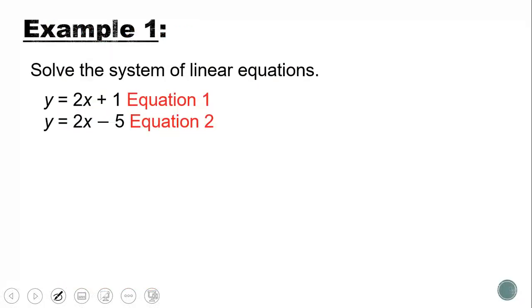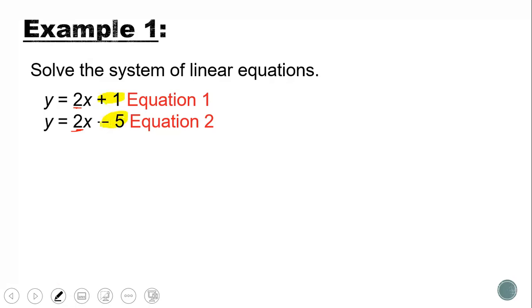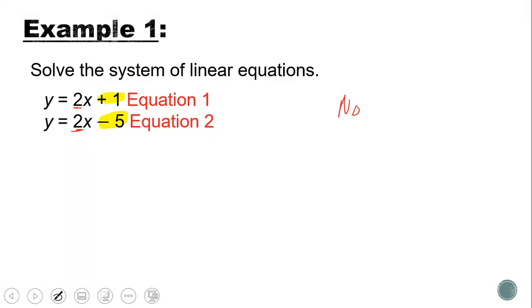So let's take a look at example number 1. Now I can see right away in example number 1, they're both in y equals. I have the same slopes of 2, and I have different y-intercepts of +1 and -5. So right away, I'm able to recognize that these two lines are going to be parallel, and there's going to be no solution here. Now, I want to just show you what would happen if you didn't recognize that right away, and you went ahead and solved this using one of the techniques that we've used.